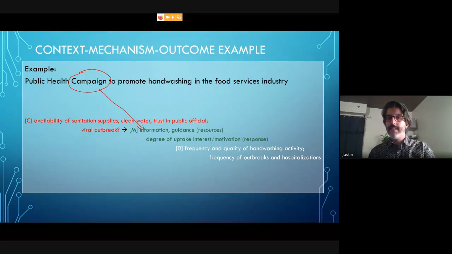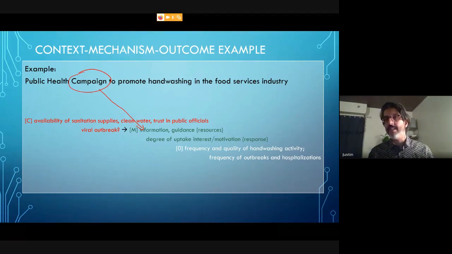But the idea is that the resources are the aspects of the architecture of the program that are on offer, and then how people respond. So the response part of the mechanism is the degree of uptake, interest, motivation. Do people agree? Yes, I agree, this is a good idea. Yes, I will do hand washing. I realize there's a problem. We should do better. We should try. Or is it something completely different? I don't care. This is just another tactic.